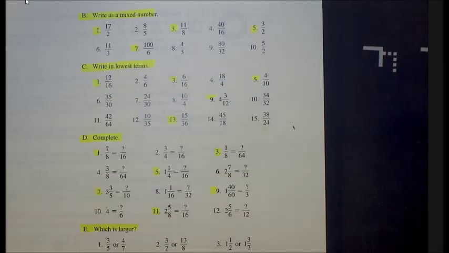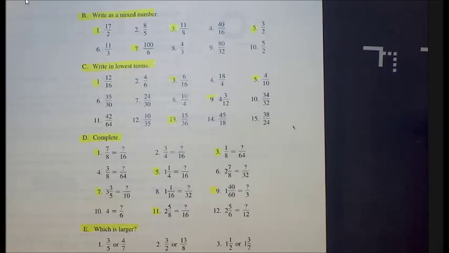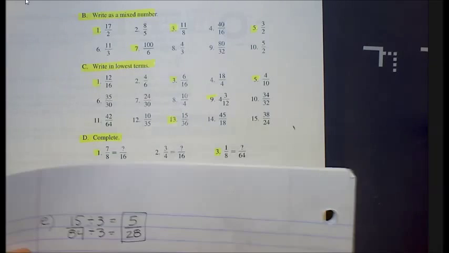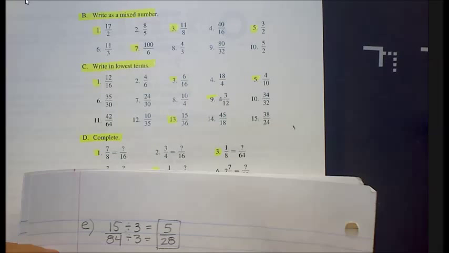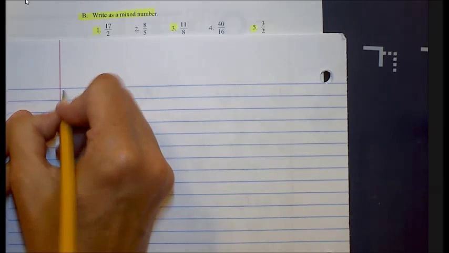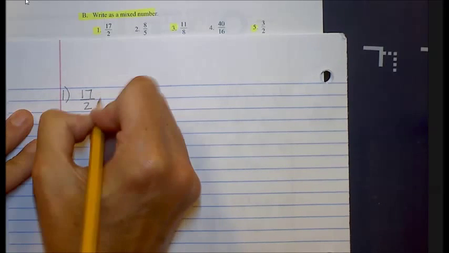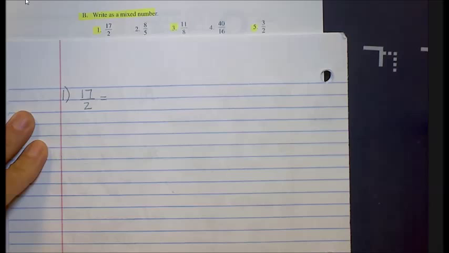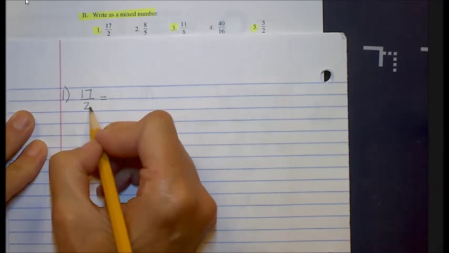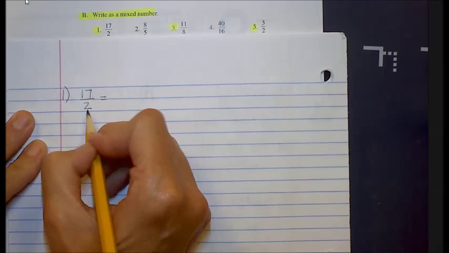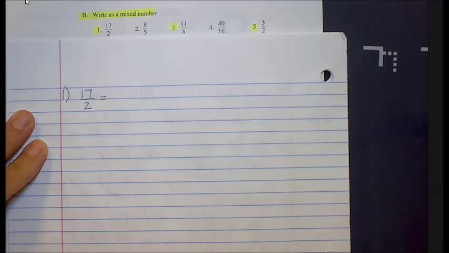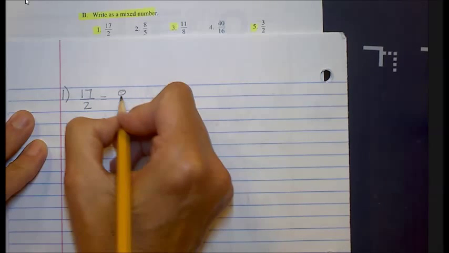We've got an improper fraction here, and we want to now make the mixed number. Okay? So let's start with number 1. 17 halves. Okay? So number 1 here, 17 halves is going to be equal to, well, we decide how many 2's go into, how many of the denominator go into the numerator. So how many times does 2 go into 17? 8 times. So 8 is going to be our whole number out front, right?